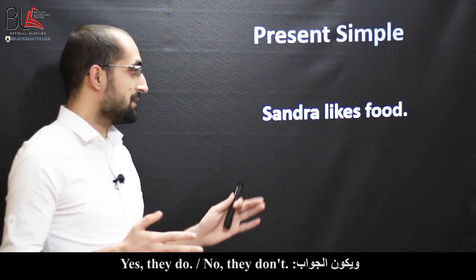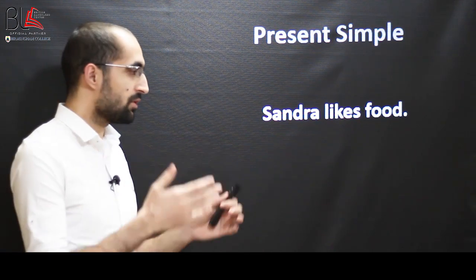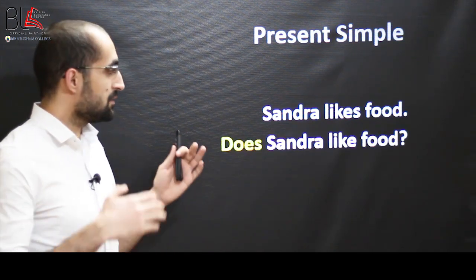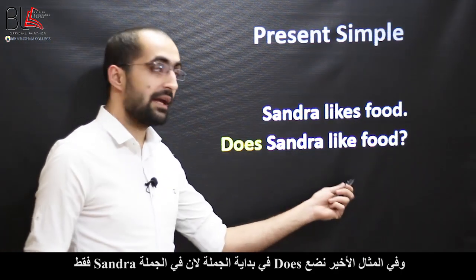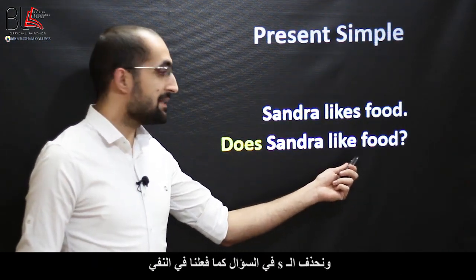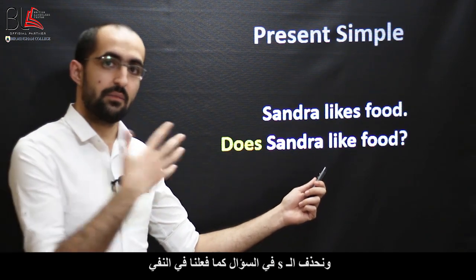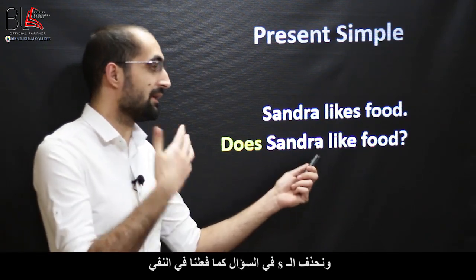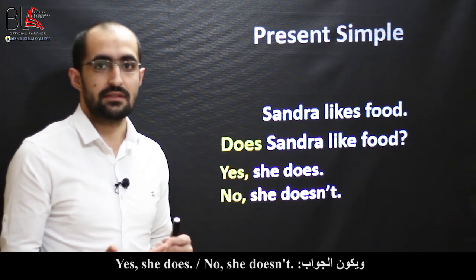The last example is Sandra likes food. Again, we add do or does to the beginning. Since we have Sandra, we add does. Does Sandra like? Again, the S is omitted. There is no S, just like with negative sentences. And now with the questions. Does Sandra like food? Yes, she does. No, she doesn't. And so on.